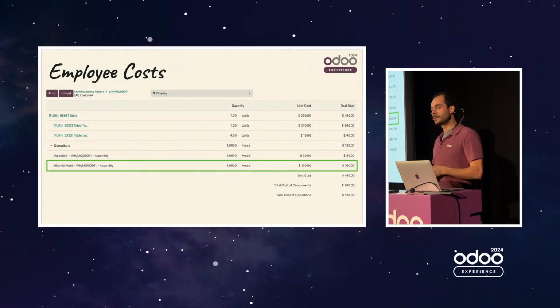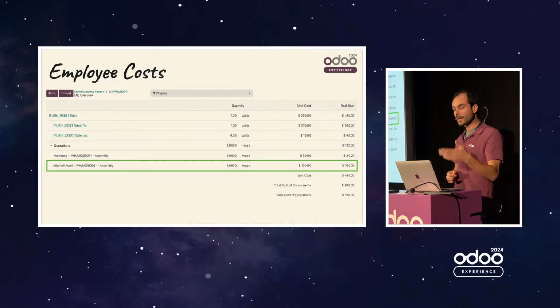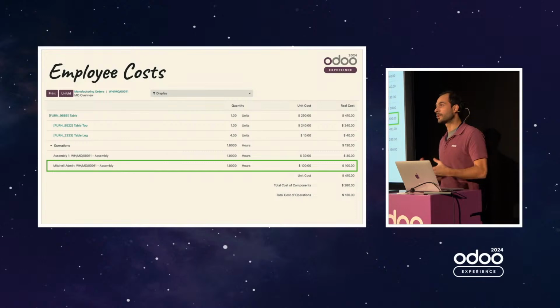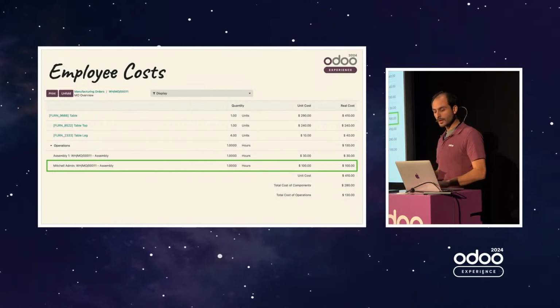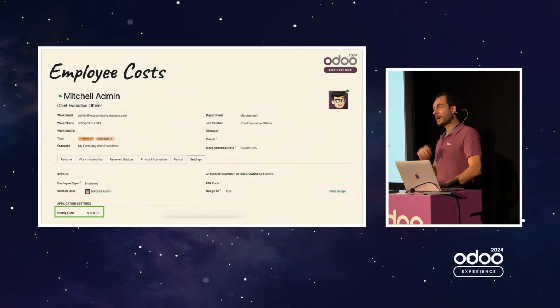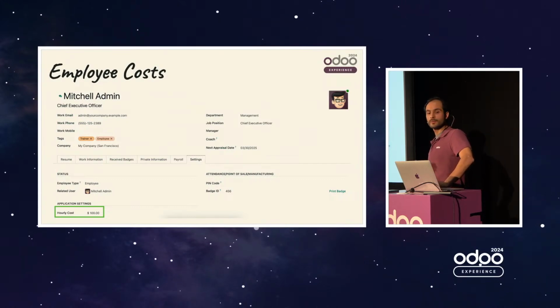And here, for instance, we see that Mitchell admin has spent 1 hour. His unit cost, his hourly rate, is $100, and so in total, the employee cost for this MO is $100. And so, how do you set that up in Odoo?